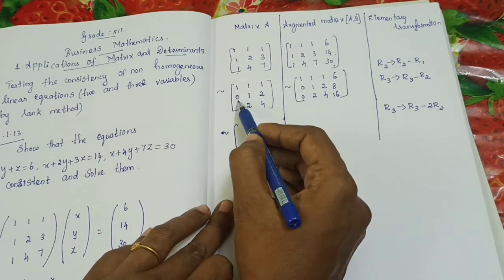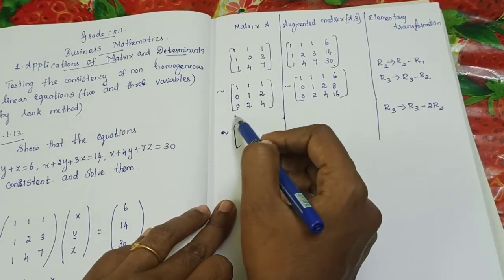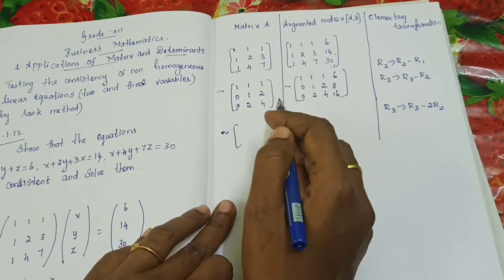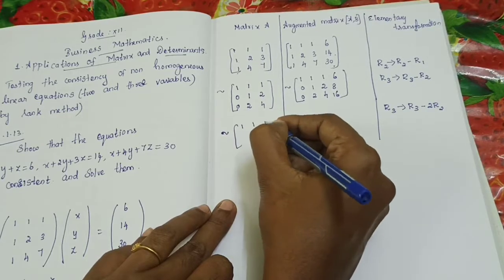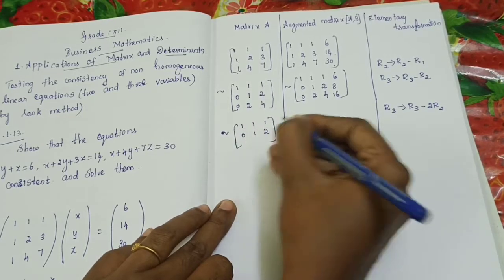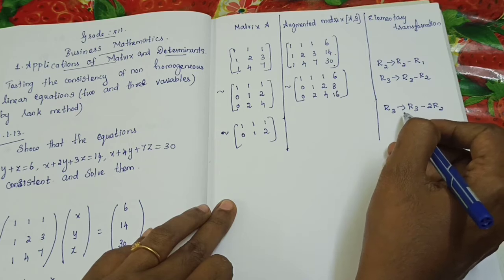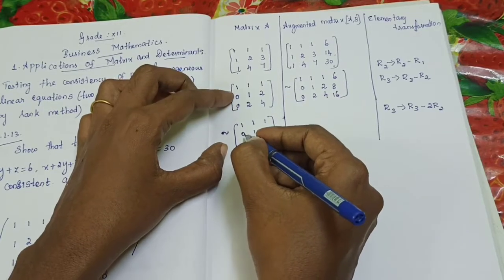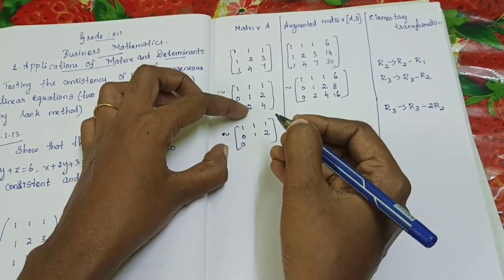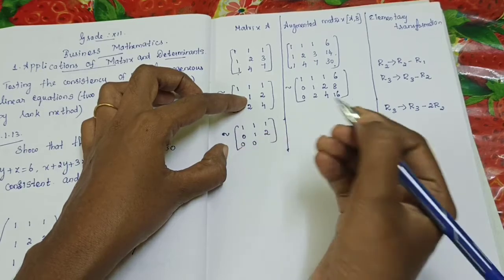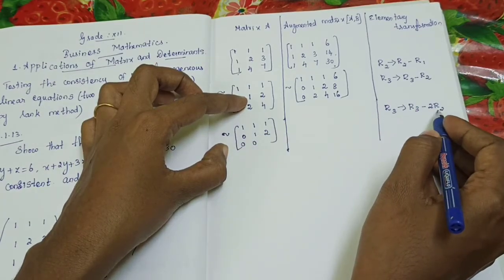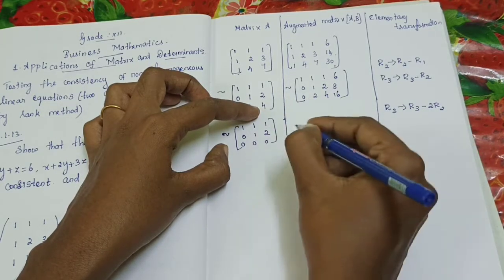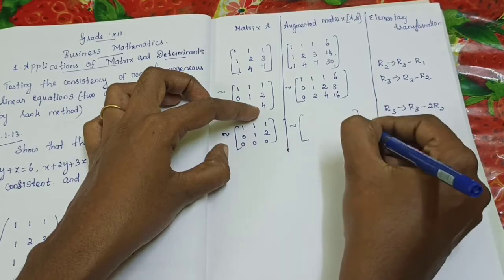Here there is only one 0 in the second row, so the third row also has only one 0. The maximum zeros must be in the last row. So 1 1 1, 0 1 2. How am I going to change R3? R3 minus 2R2. So 0 minus 2 into 0 is 0. Then 2 minus 2 into 1 is also 0. Then 4 minus 2 into 2 is 4 minus 4, that's also 0. The same condition you need to apply here also.